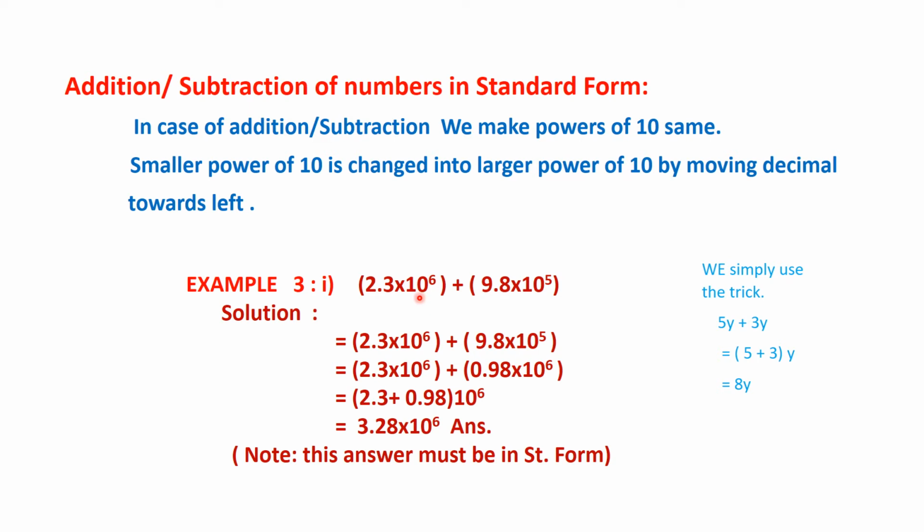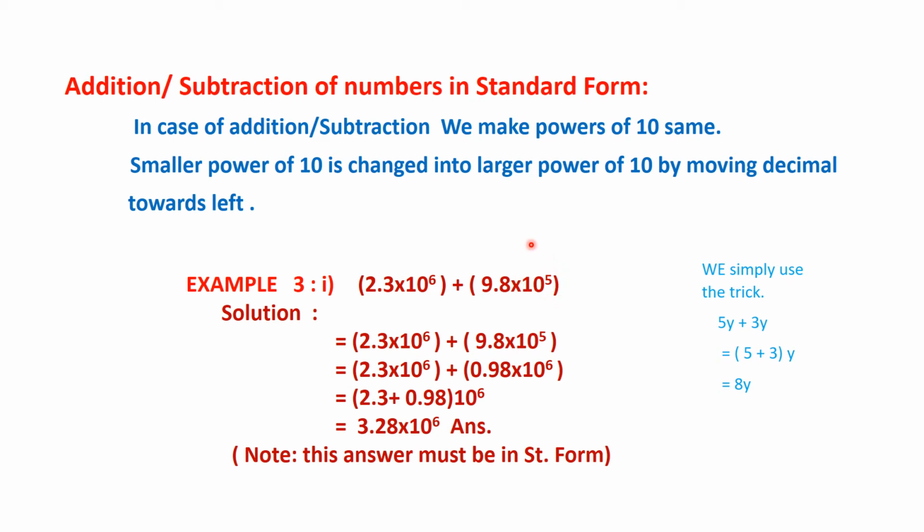This example will help us. 2.3 into 10 to the power 6 plus 9.8 into 10 raised to the power 5. Now these two powers are different. We have to make them equal. We can change this 10 power 6 into 10 power 5, or we can change this 10 power 5 into 10 power 6. Usually we change the smaller power into the larger one. This will make our work shorter and easy.